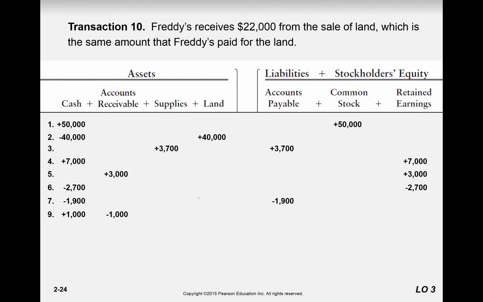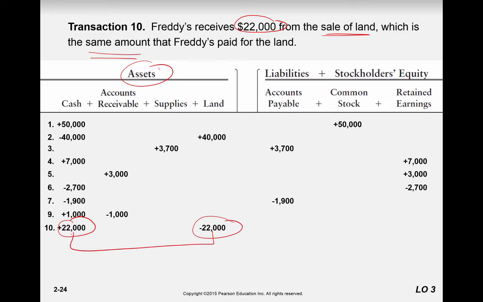Now we receive $22,000 from the sale of land, which is thankfully the same amount that we paid for it. So in this case, we take our land that we sold, $22,000, and we add it in cash. Again, notice this is all on the asset side. We're exchanging one asset for another.